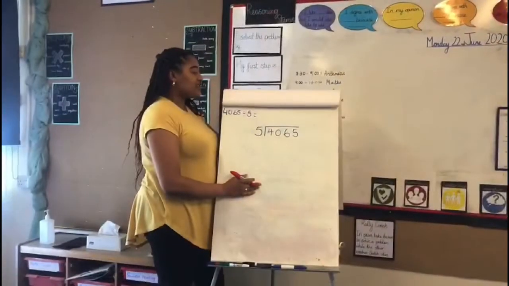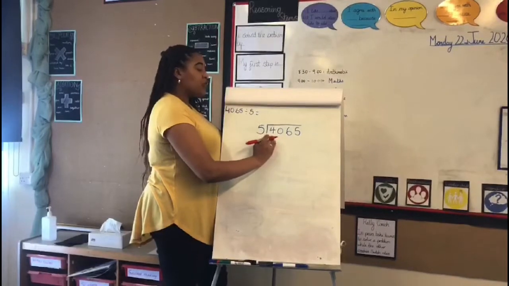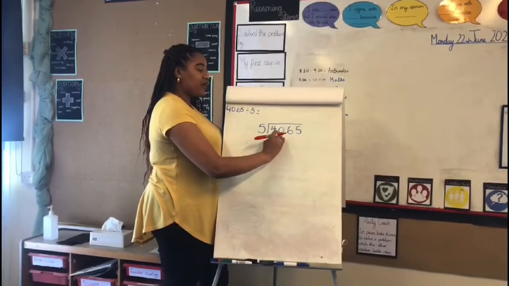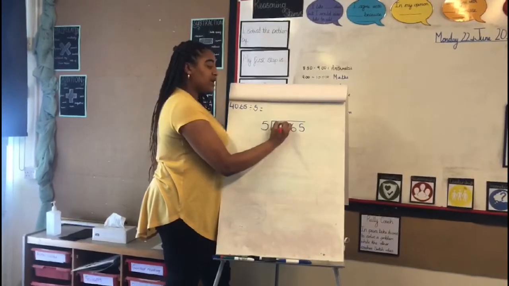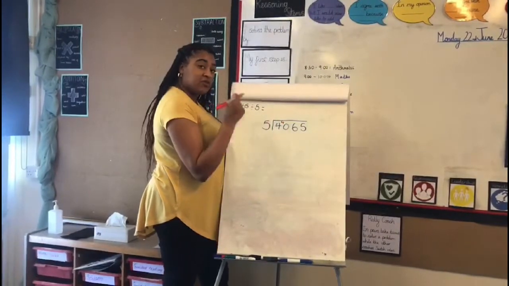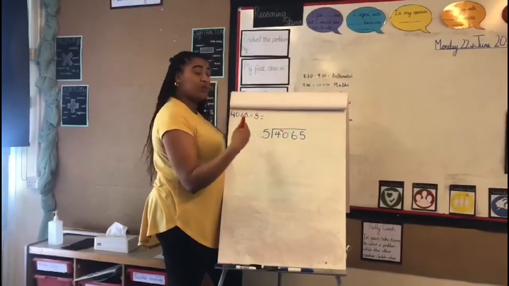First I'm going to start off with how many 5s go into 4. I know 5 can't go into 4, so I'm going to exchange my 4 over to my 0, and that's going to become 40. So I'm going to see how many 5s go into 40. I know my 5 tables, in fact I can record it straight away, but if you do struggle, please use your fingers or any other method to help you answer these questions.